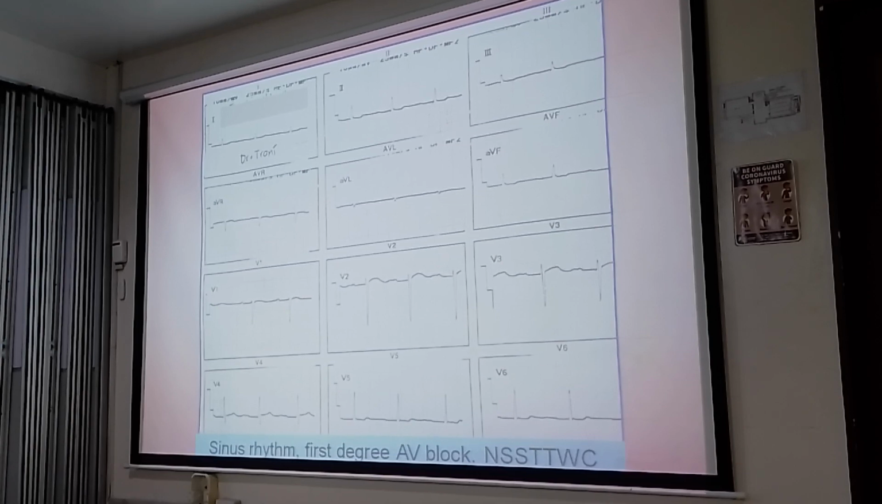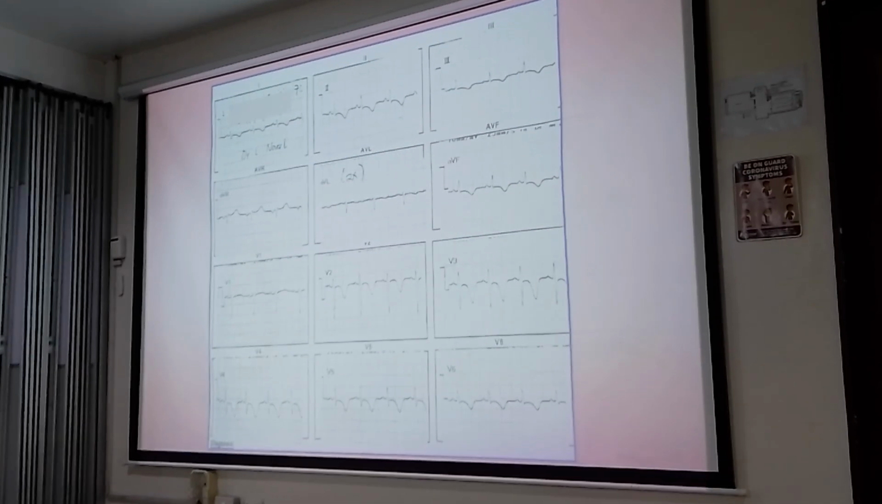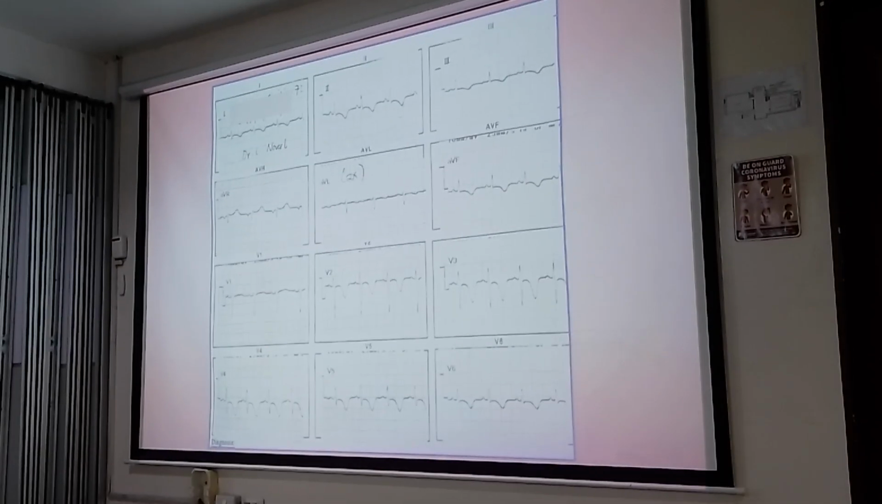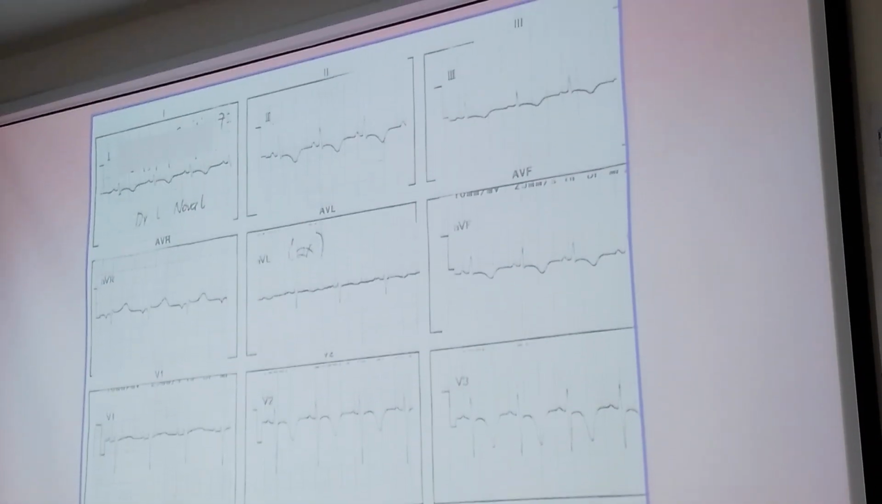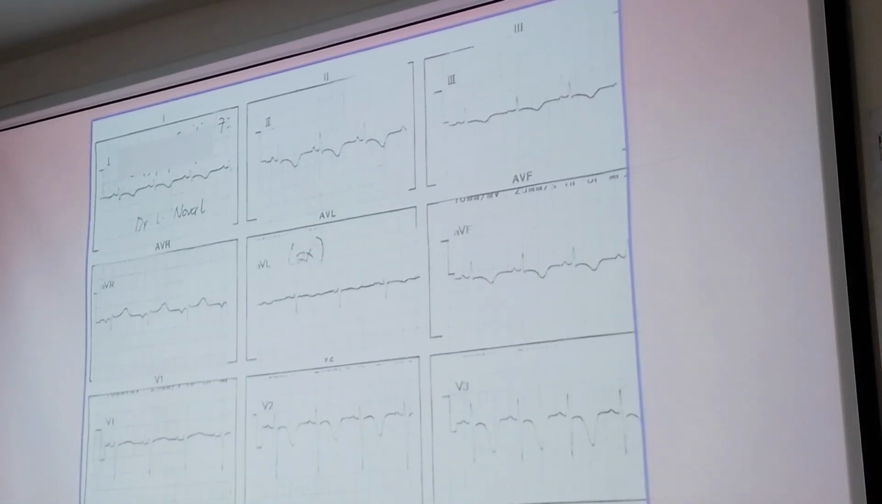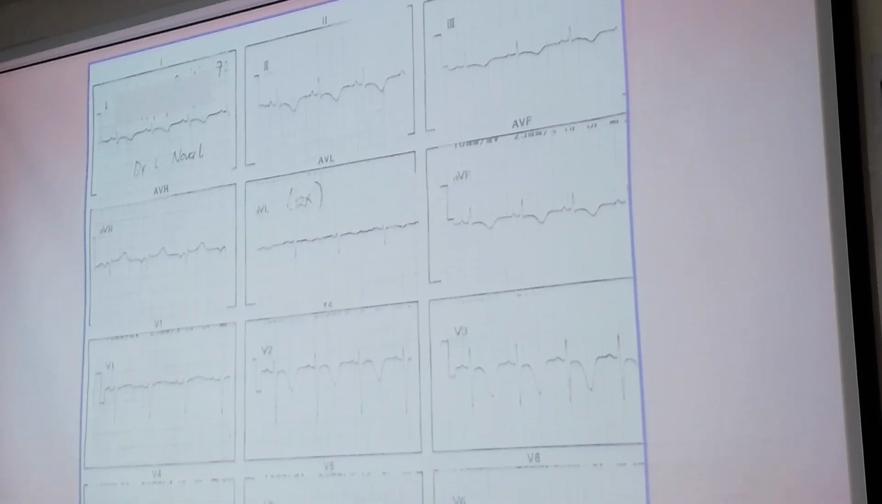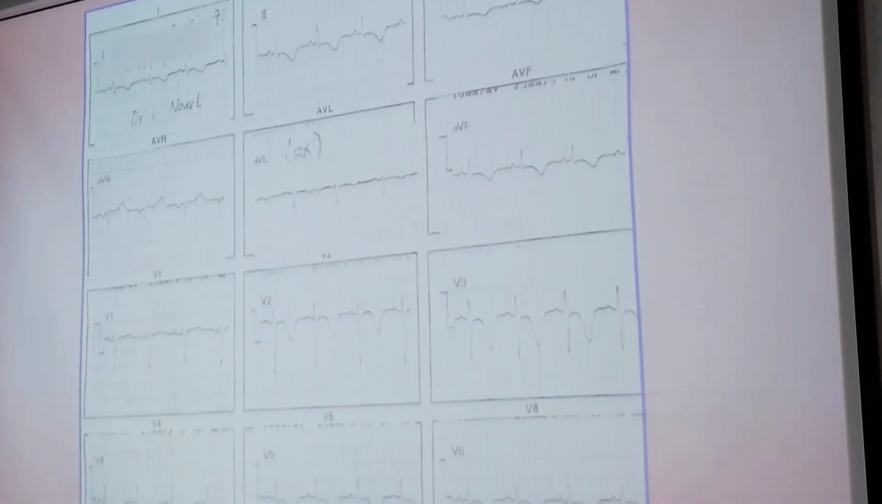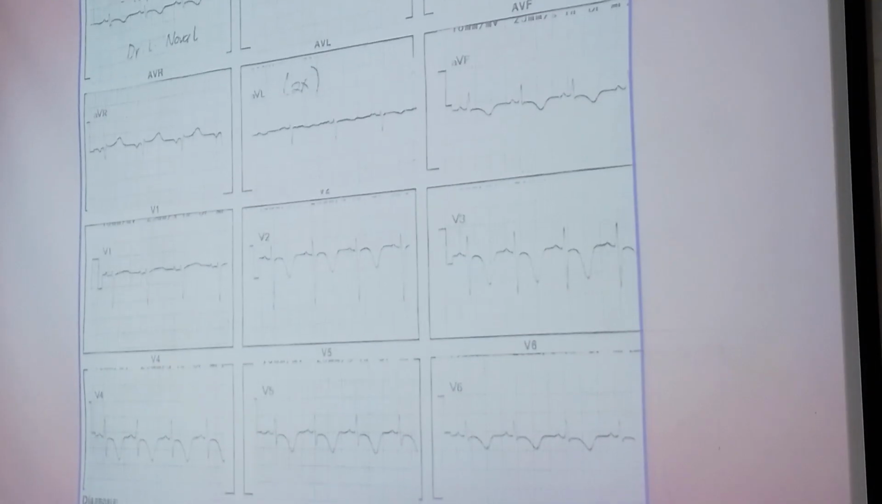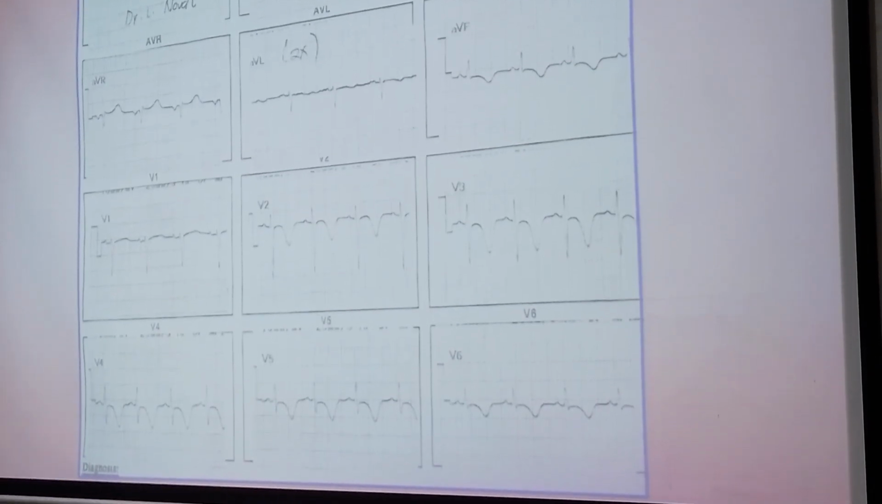Advanced AV block. This one, look at that. Where are the T waves inverted? So diffuse. Look at V2, V3, V4, V5, V6. This is the appearance of deep and symmetrical T-wave inversion.